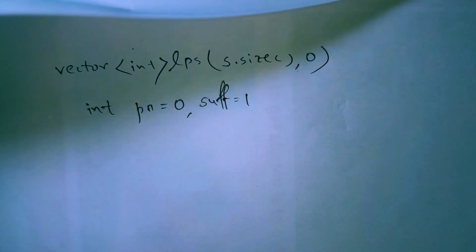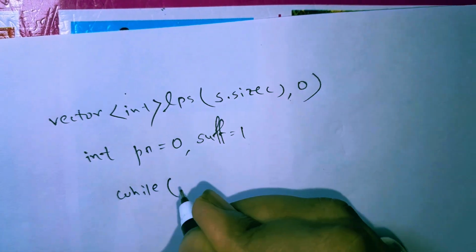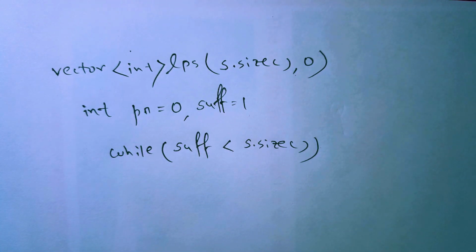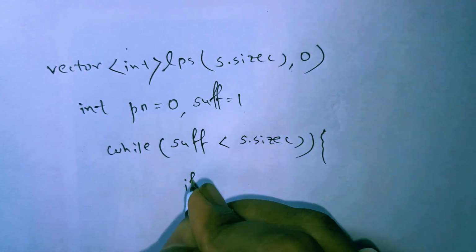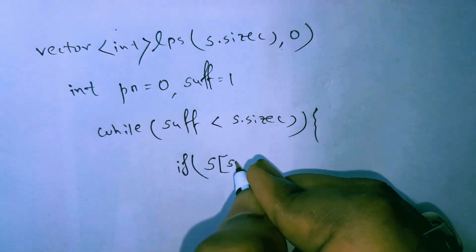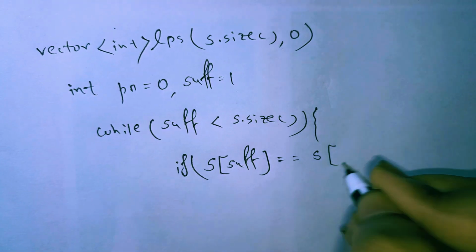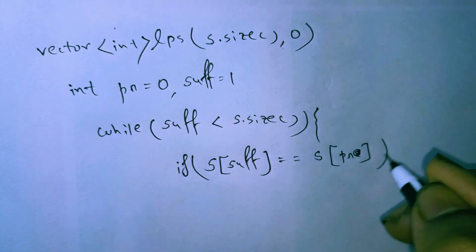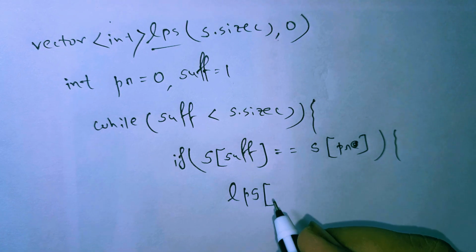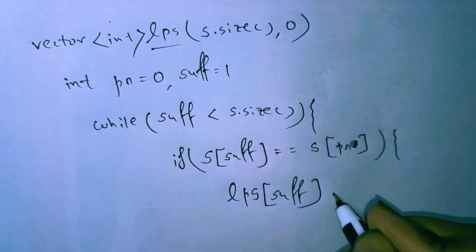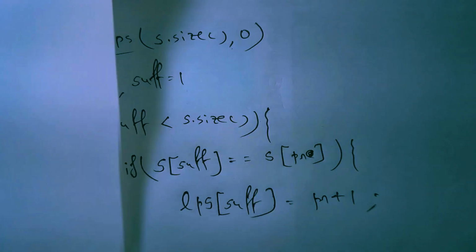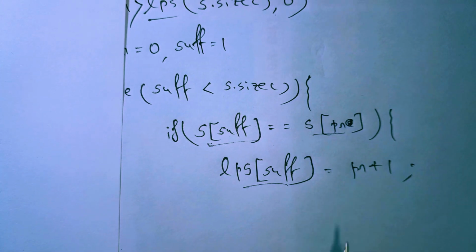So what I will do, I will run a while loop until my suffix goes to the end of the string. And I will check if the element of suffix is equal to the element of prefix, then what I will do, I have declared the vector and I will push LPS of suffix is equal to prefix plus 1. What I have done here, please notice that.